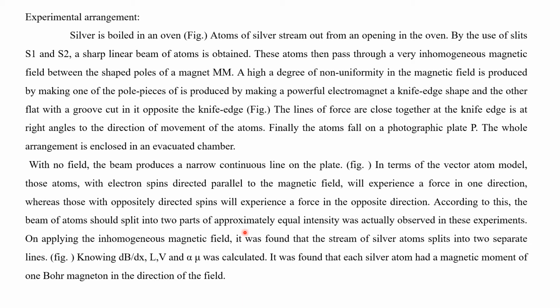On applying the inhomogeneous magnetic field, it was found that the silver atoms split up into two separate lines. Knowing dp by dx, L, v, mu was calculated. It was found that the silver atom had a magnetic moment of one Bohr magneton in the direction of the field. Hence each atom possesses a spin and orbital motion with particular magnetic moments.